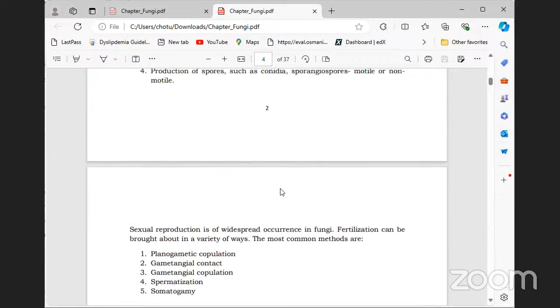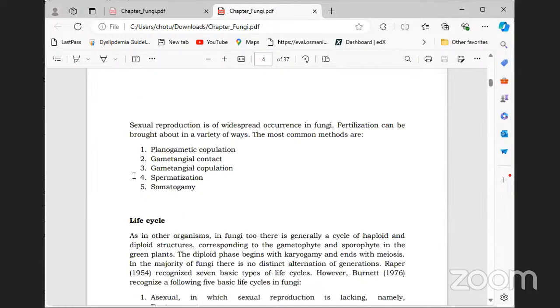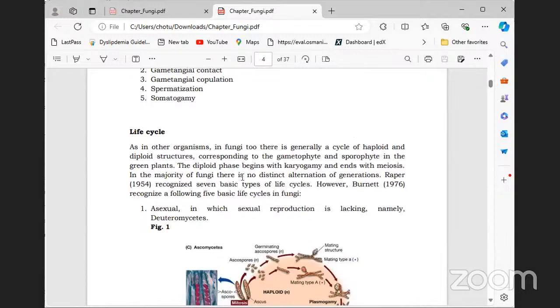These are the two reproduction methods: asexual and sexual. Asexual methods are formed by four types. For the sexual method, these five types are very common. Coming to the life cycle.